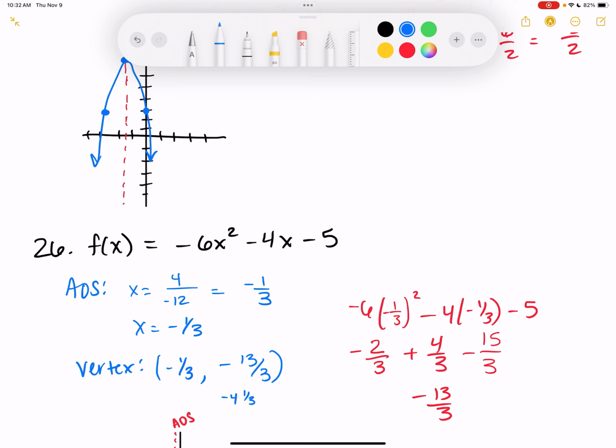Would it be positive 2 over 3? No. You didn't put the negative in the parentheses. But it doesn't really matter because negative 1/3 squared is going to become positive, and then a positive times a negative is negative. Yes, you had to put the negative in the parentheses.